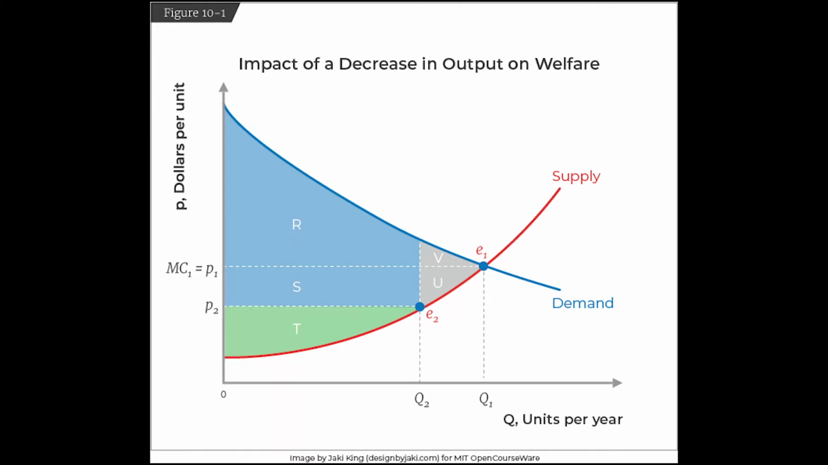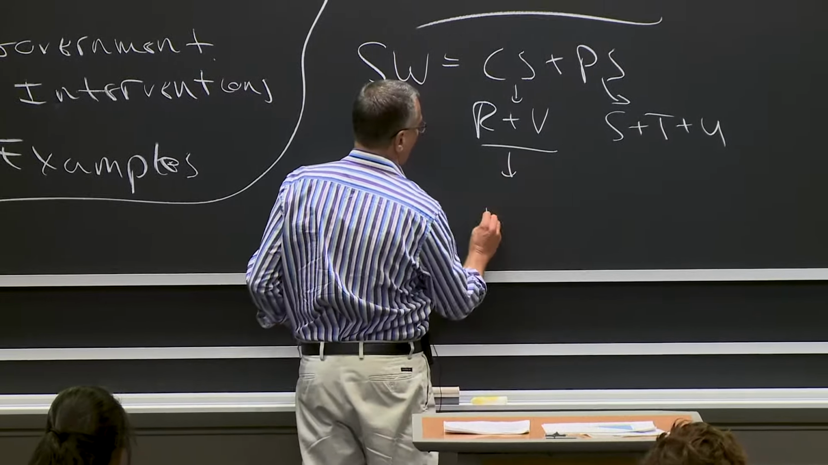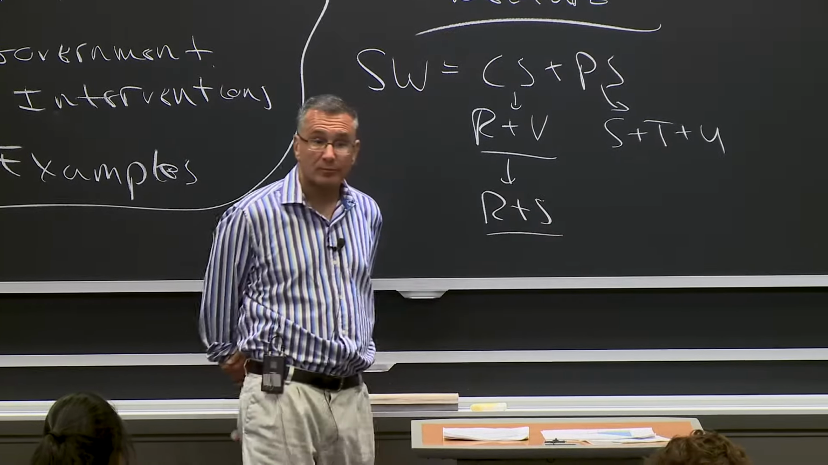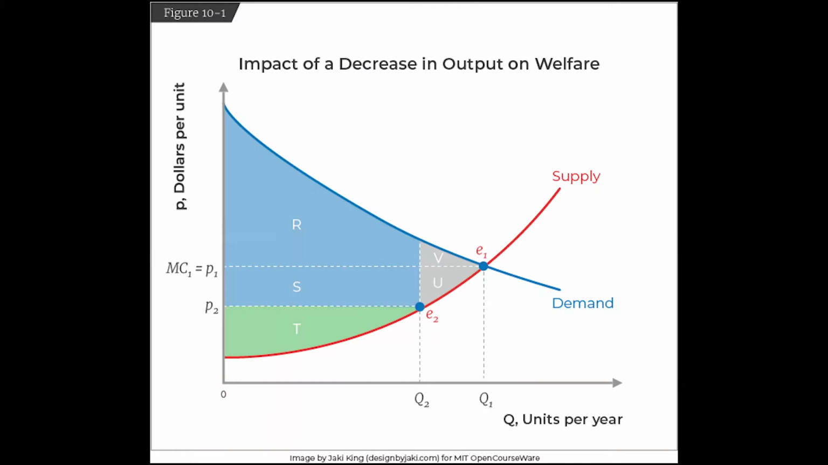Suppose the government intervenes and says we're going to set a price ceiling. We're going to say no one can charge more than P2 for their product. And won't that be a good thing because consumers will be better off, they'll pay lower prices. Well, what does that do? What does that do to consumer surplus? Well, consumer surplus used to be R plus V. It instead becomes R plus S, which is bigger. Okay, consumer surplus rises. You lose the triangle V, and you gain the rectangle S.